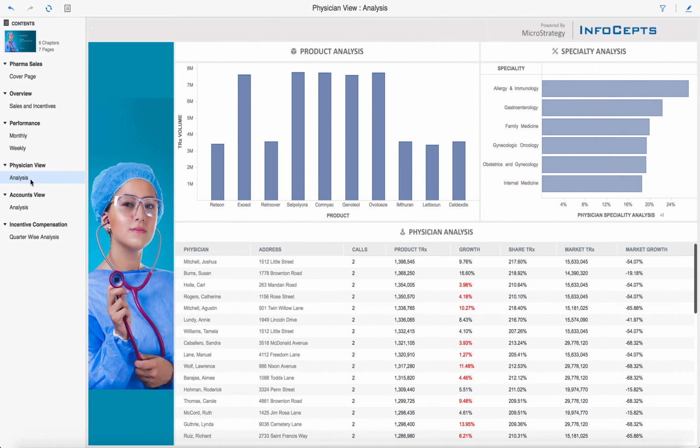Another important view in the pharma industry is the physician view, where we have the product analysis of total prescription volume for each product, and also a breakdown of how those products are being prescribed for the different specialties and what percent of each specialty is responsible for the larger number of prescriptions. And since this is a physician view, we have physician-level detail showing the KPIs of growth, share, and market that are relevant for the analysis.